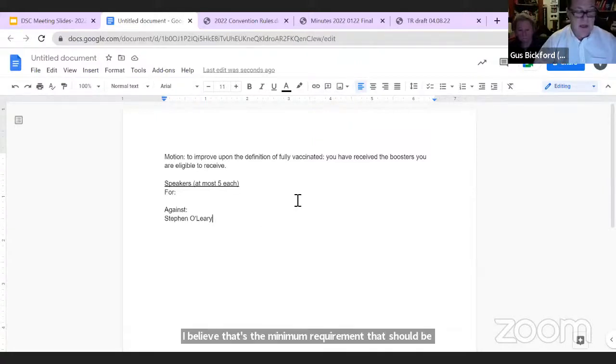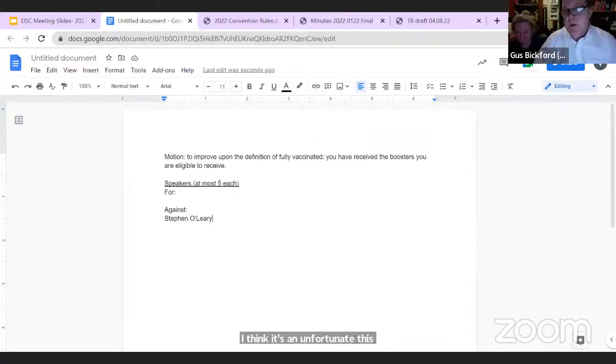So I think for those that are over 65 or over 50, again, there are varying reasons, whether it be the date or whether it be other reasons why not, and guidance. I think it's unfortunate at this point. Voting against, I'm opposed to the amendment as proposed. I'm in favor of requiring boosters. Okay.